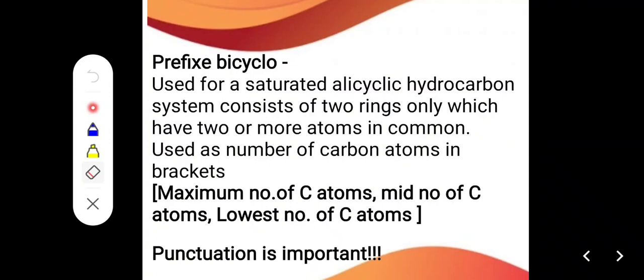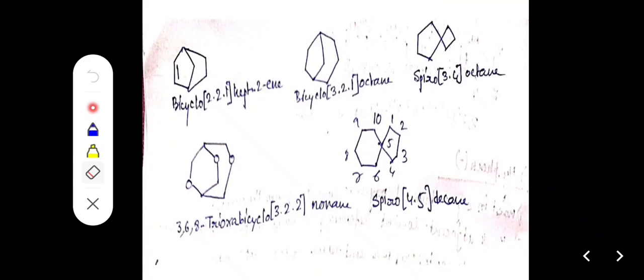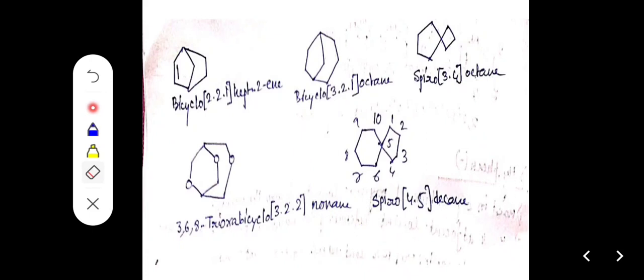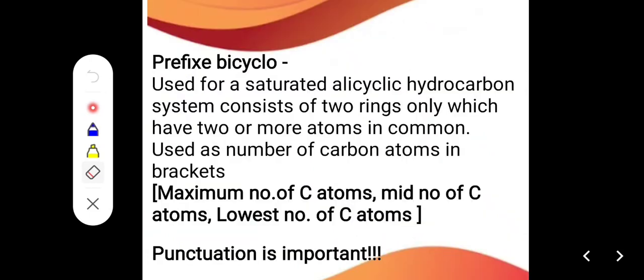Now the prefix bicyclo. Bicyclo is used for this type of compound, for example this. This type of compound is termed bicyclo. It is used for a saturated alicyclic hydrocarbon system consisting of two rings only which have two or more atoms in common. The two rings are fused, but one or two atoms must be common to both rings. That should be termed a bicyclic structure.